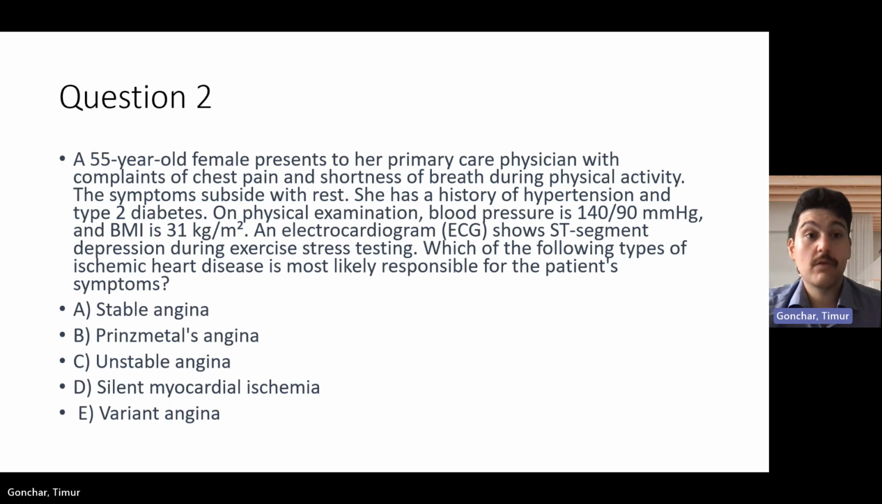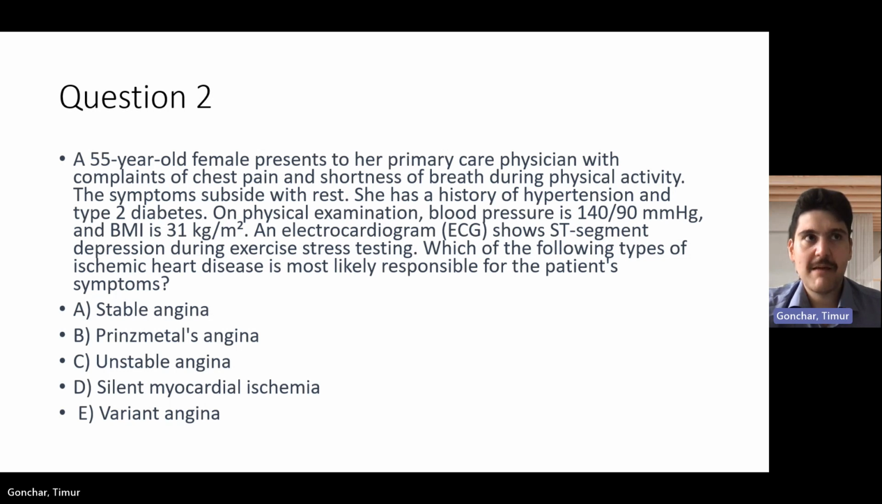A 55-year-old female presents to her primary care physician with complaints of chest pain, shortness of breath, and so on. So we've got stable angina. We do a stress test. We'll talk about that later. So there are some signs of stable angina. Which sort of disease is that? I've already talked about that. This is stable angina. We've also got Prinzmetal angina and variant angina.